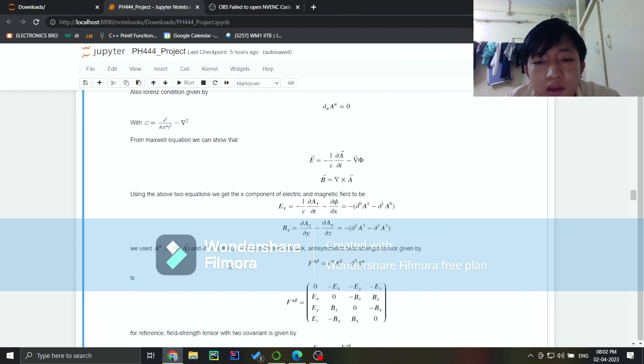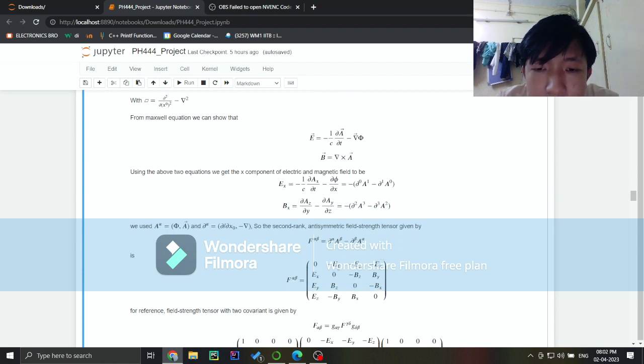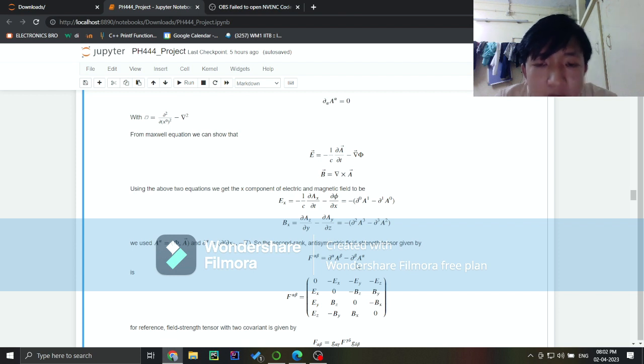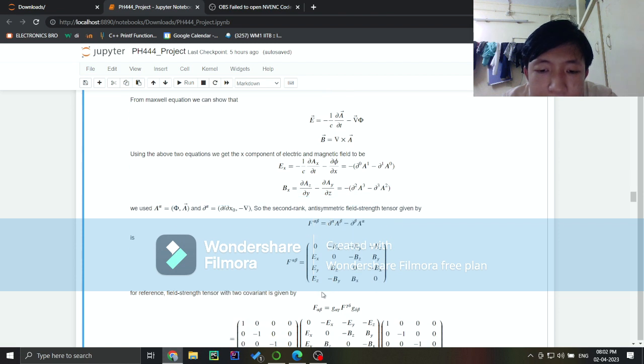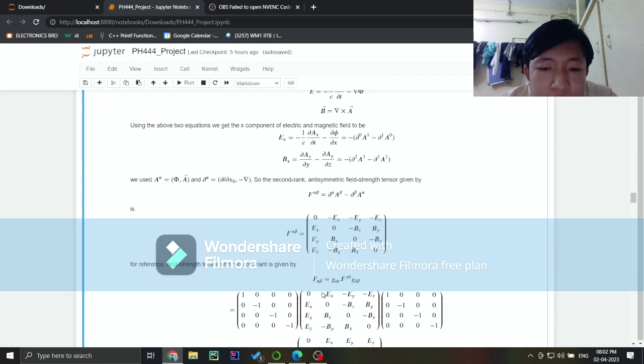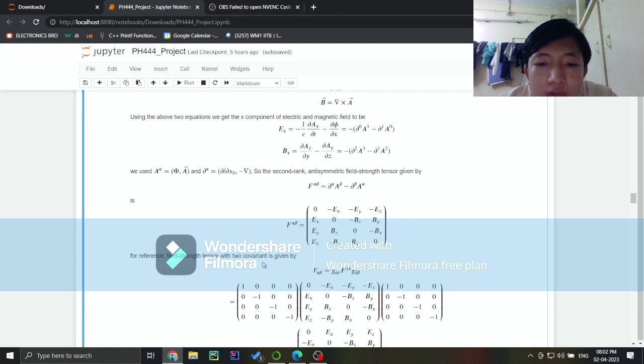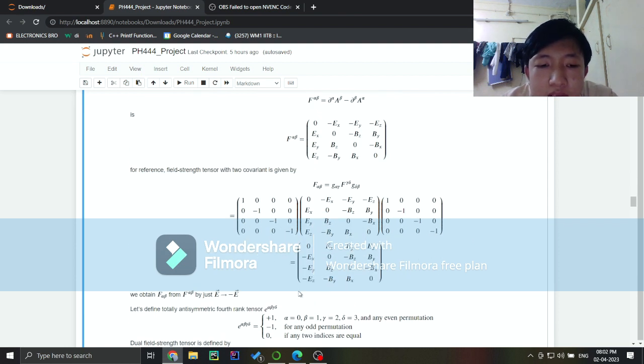So now we define our f alpha beta, our f tensor, which is basically this thing, and from this equation we conclude that f alpha beta in its matrix form will be this. So we know each component of f alpha beta. Also, just for reference, we get the covariant form of f alpha beta by just substituting E with minus E.